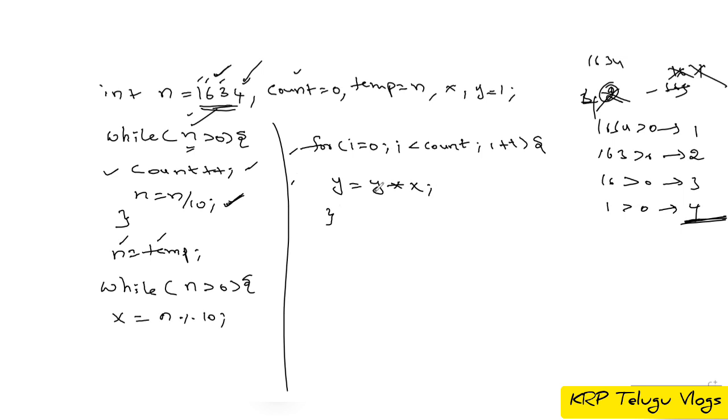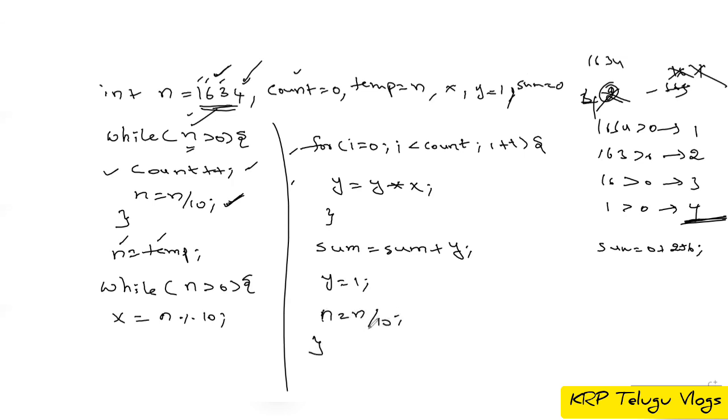So what is that? 4 power 4 is what? 256. Correct? Yes, sir. So now I will take sum. Sum is equal to 0. So in this sum, I will store this value. Sum is equal to sum plus y. So now sum is equal to 0 plus 256. So sum became 256. So now y again I will reset to 1. Then n is equal to n divided by 10.